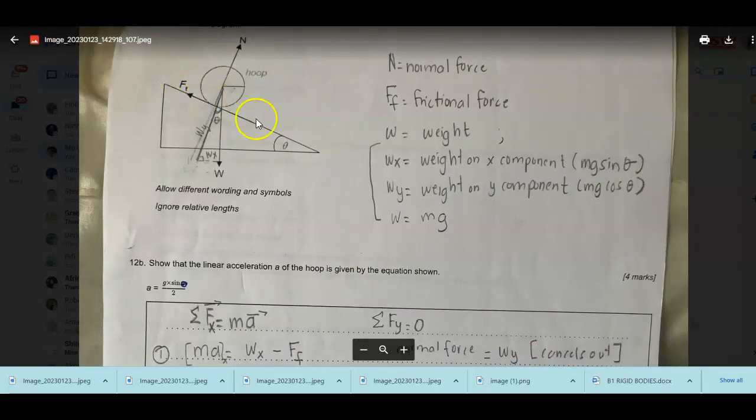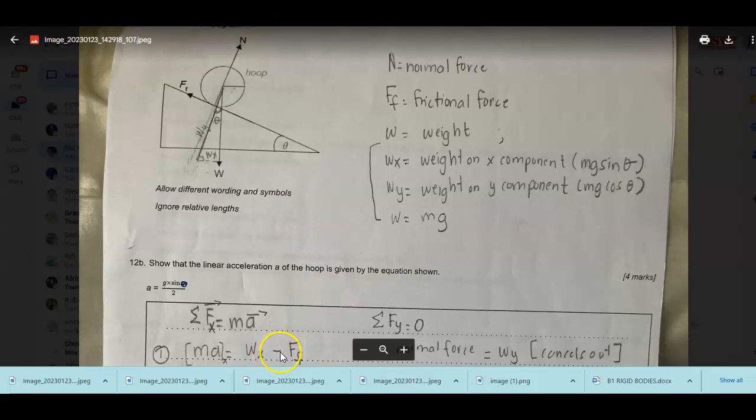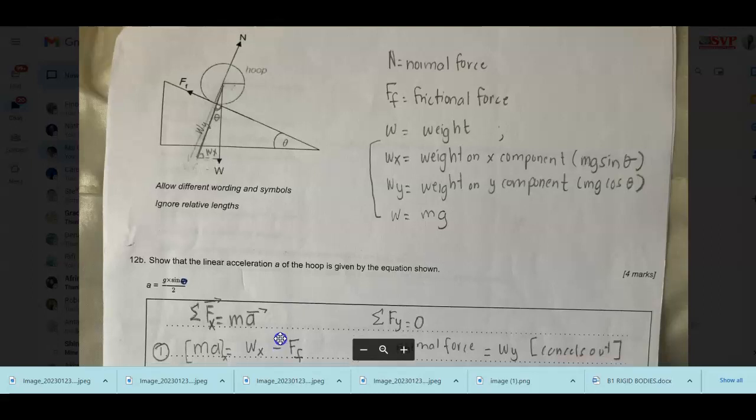Now, we set this aside and move on to the forces along the x-axis. Along the x-axis, we have the weight on the x component, and we also have the frictional force. We know that frictional force refrains or resists motion. Therefore, we denote it with a negative sign, implying that this resists the motion of the object rolling down.